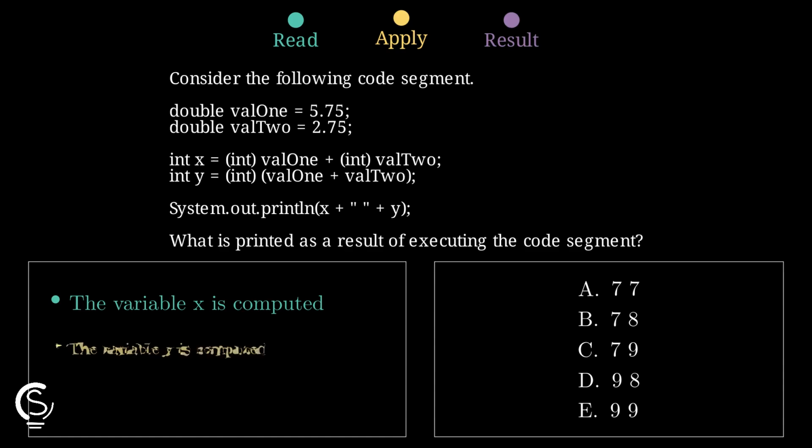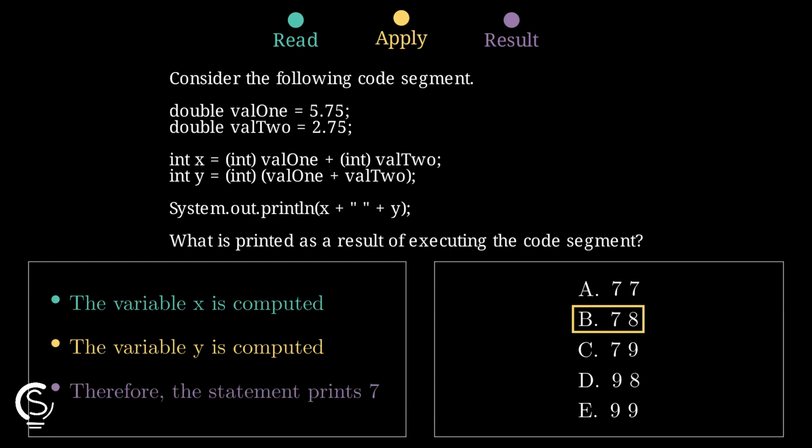Finally, combine x and y into one string. Since x is 7 and y is 8, the output is 7 space 8.